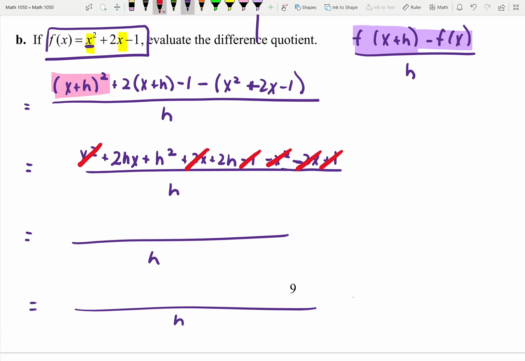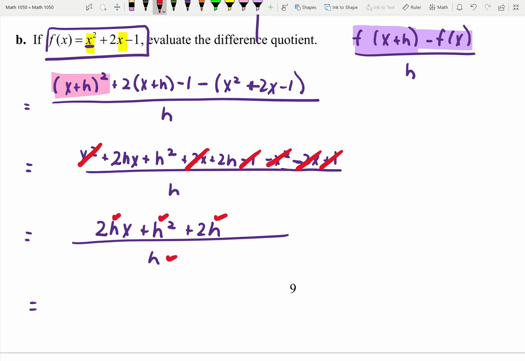So what I have left on the top is 2hx plus h squared plus 2h. Okay, when I set this up, I did too many fractions. I can get rid of those because now look what happens. This guy has an h, this guy has an h, this guy has an h, and this guy has an h. Everybody has an h. So the only way I can cancel is if everybody has an h, and they do.